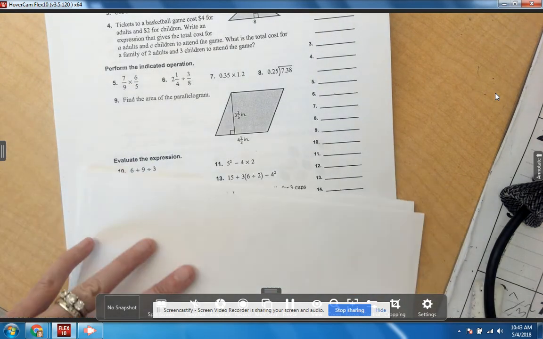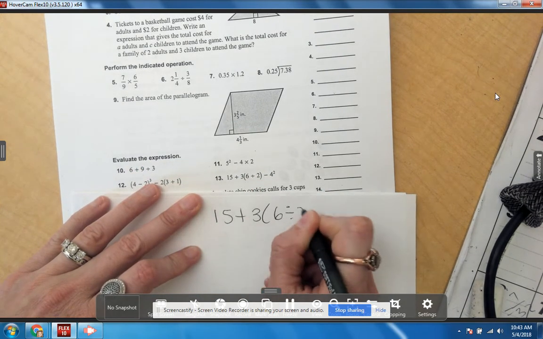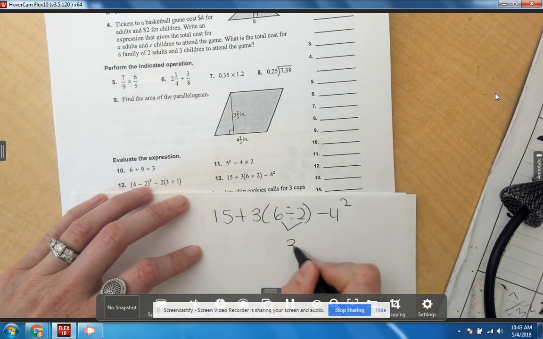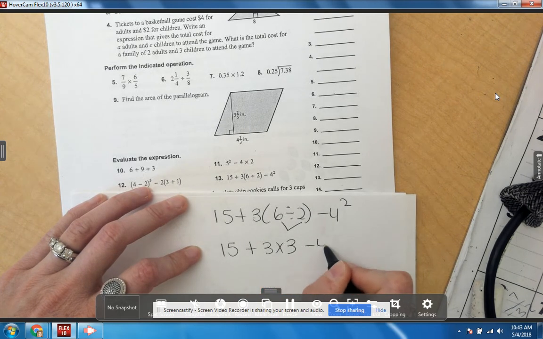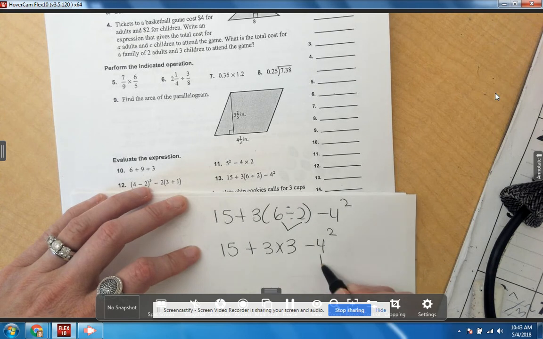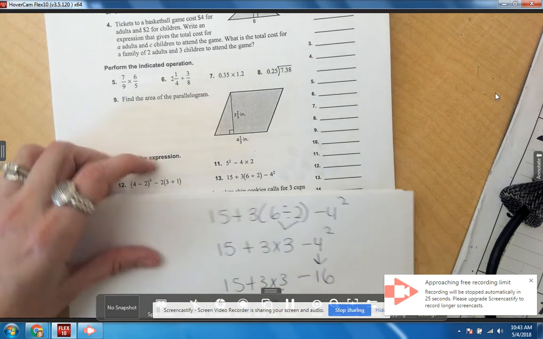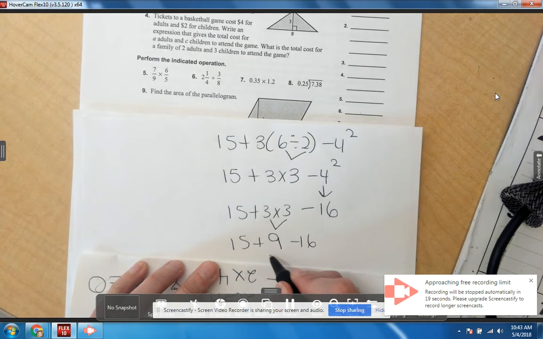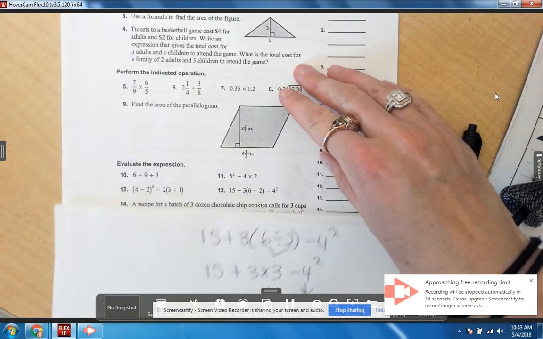Okay. For this next one, 15 plus 3 times 6 divided by 2 minus 4 to the 2nd power. So I have to do parentheses first, which is 3. I'm going to rewrite this entire thing. This means multiply, so 3 times 3 minus 4 to the 2nd power. Next part is exponents. 4 to the 2nd power is 4 times 4, which is 16. I'm going to bring everything else down. Multiplication is going to be next, so that's 9. Bring this down. Next I have left to right. So 15 plus 9 is 24. Minus 16 is 8. So that should have been number 13.